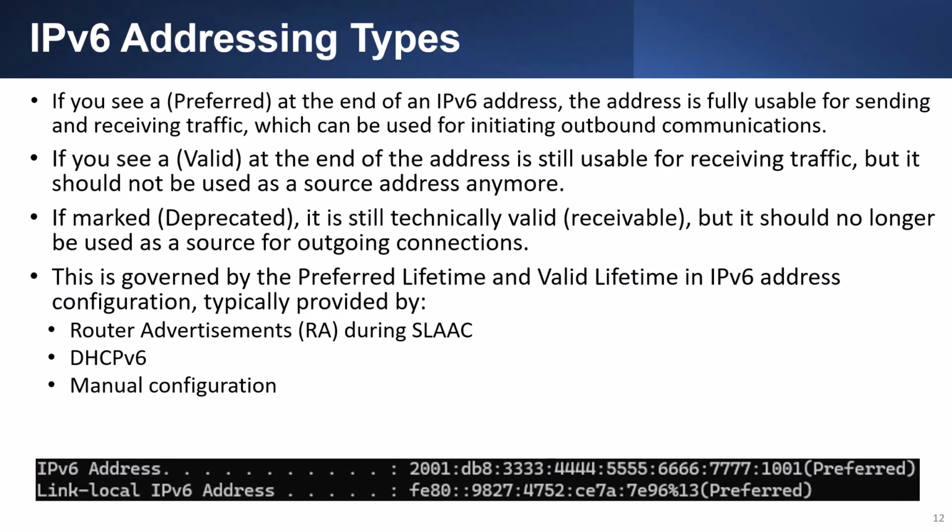If you see preferred at the end of an IP version 6 address, the address is fully usable for sending and receiving traffic, and can be used for initiating outbound communications. If you see valid at the end of the address, it's still usable for receiving traffic, but it should not be used as the source address anymore. If marked deprecated, it's still technically valid and receivable, but should no longer be used as the source for outgoing connections. This is governed by the preferred lifetime and valid lifetime in the IP version 6 address configuration, typically provided by Router Advertisements, or RA, during SLAAC, DHCP version 6, and manual configuration.